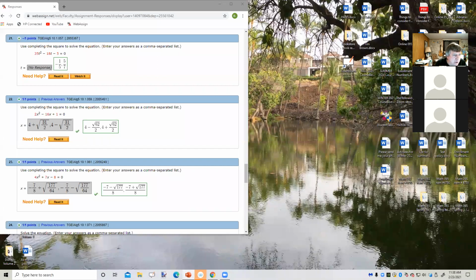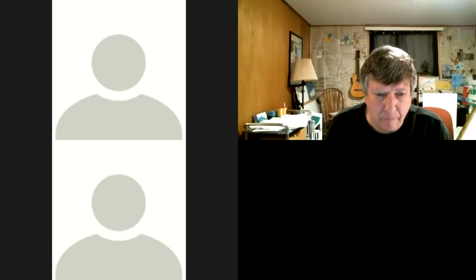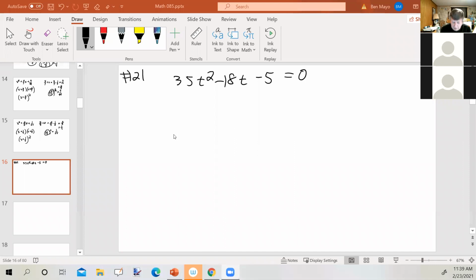It says, use completing the square to solve the equation. Enter your answers as a comma-separated list. And so this is number 21, and we have 35t squared minus 18t minus 5 equals 0. All right, so now let's look at the whiteboard. Since my leading coefficient is not a 1, it's a 35, I've got to divide each term by 35.